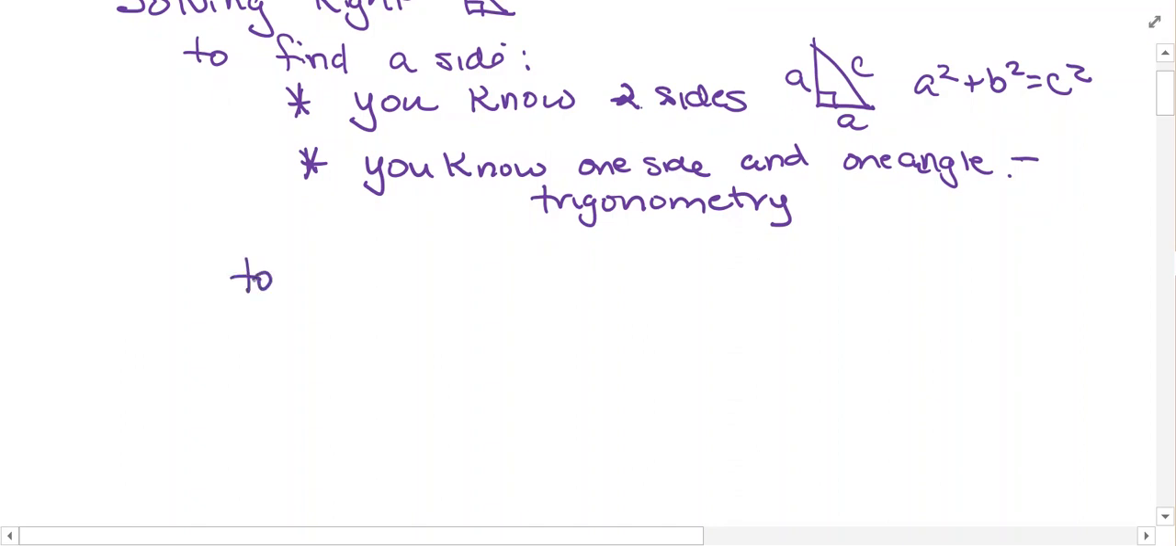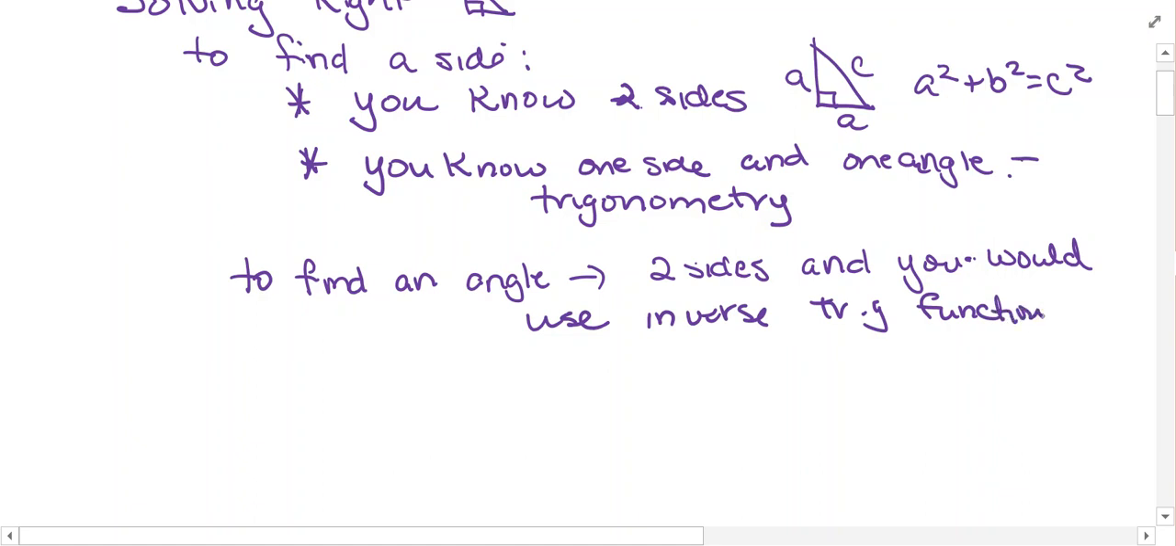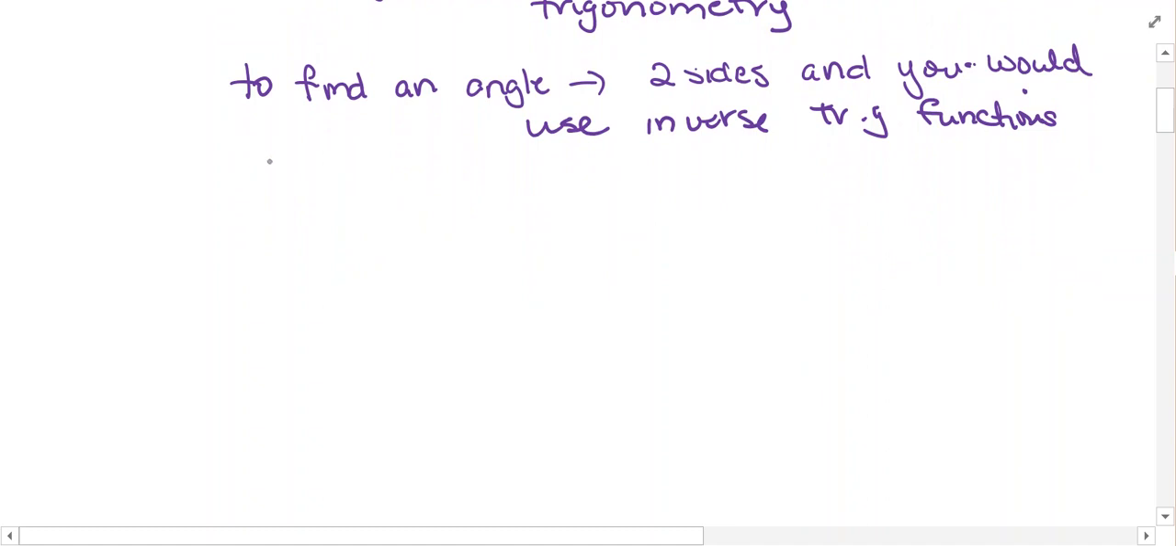To find an angle, you'll have two sides and you would use the inverse trig function. Again, as I've said, you can definitely memorize SOHCAHTOA.